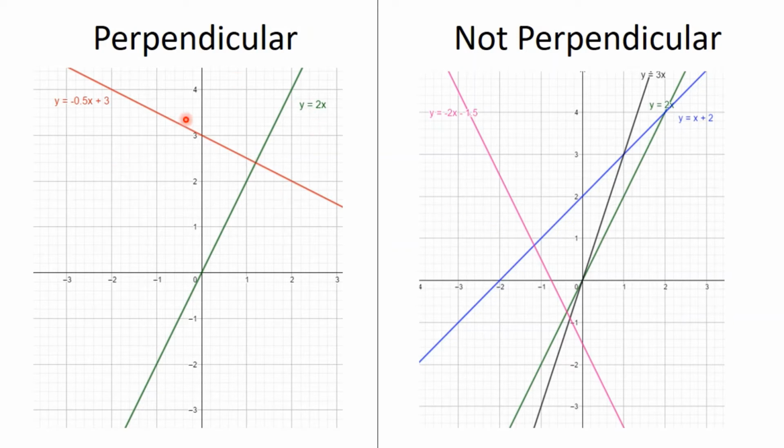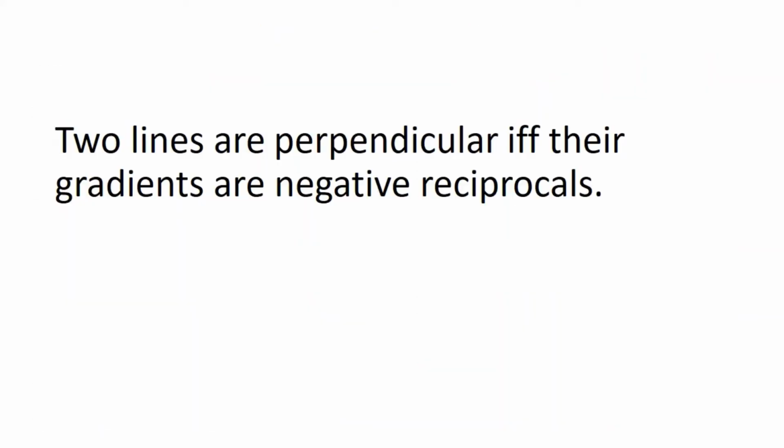Now, it's useful to have this picture in our heads, but when we're looking at equations, there is also another way that we can work out whether two lines are perpendicular. Two lines are perpendicular to each other if their gradients are negative reciprocals.